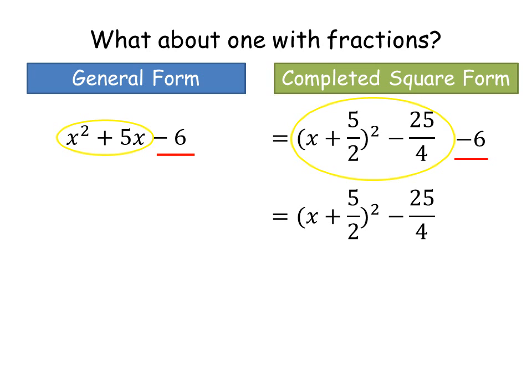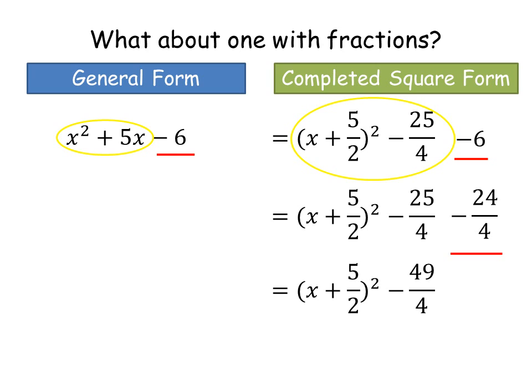So let's simplify. I've got two constants. I need to simplify them. So (x plus 5 over 2) all squared minus 25 over 4. I've got an integer, a whole number, and a fraction. I've got to express this in equivalent fraction form, which would be negative 24 over 4, because 4 into 24, of course, is 6. So let's simplify my constants. So x squared plus 5x minus 6 is equal to (x plus 5 over 2) all squared minus 49 over 4. Leave it as an improper fraction.